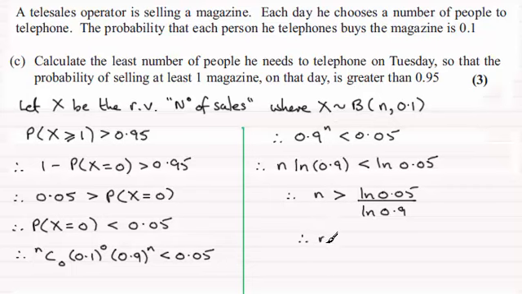And when you work this out, it turns out to be greater than 28.43, and so on. So n, remember, must be an integer. It's the number of people. So n has got to be greater than this, therefore the least n would be 29. Okay?